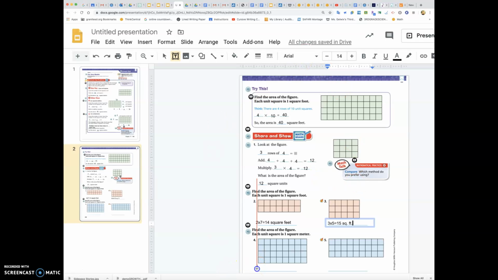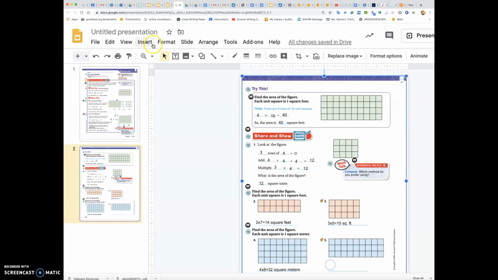number 4. So this one is 1 square meter. Notice that. So for the area, I have 1, 2, 3, 4 rows, and in each row is 1, 2, 3, 4, 5, 6, 7, 8. 4 times 8. So I have 8, 16. So remember our song, 8, 16, 24, 32. That's 8 plus 8 plus 8 plus 8. So equals 32. We write square meters. And then the last one we'll abbreviate.